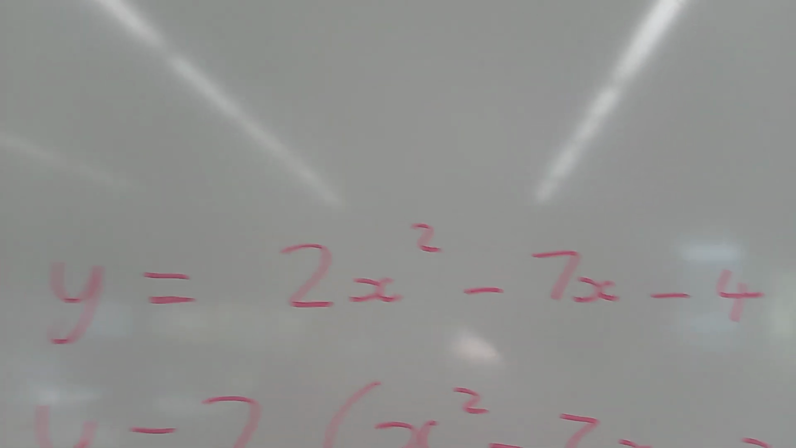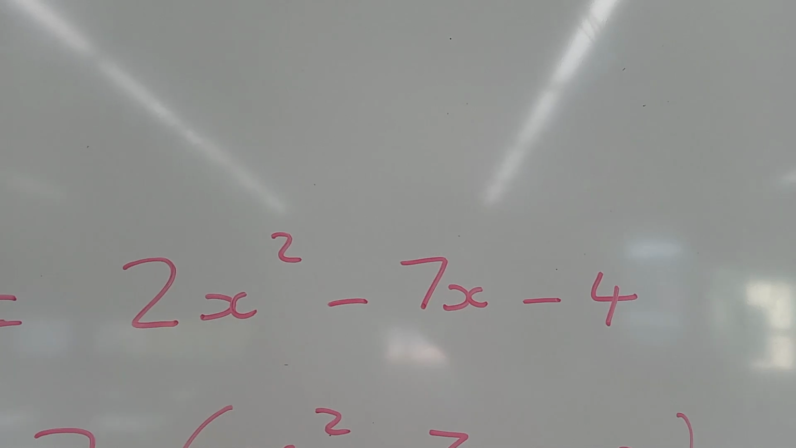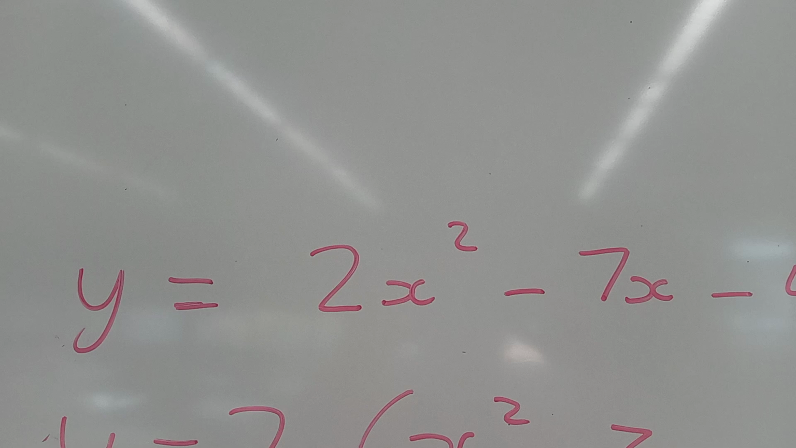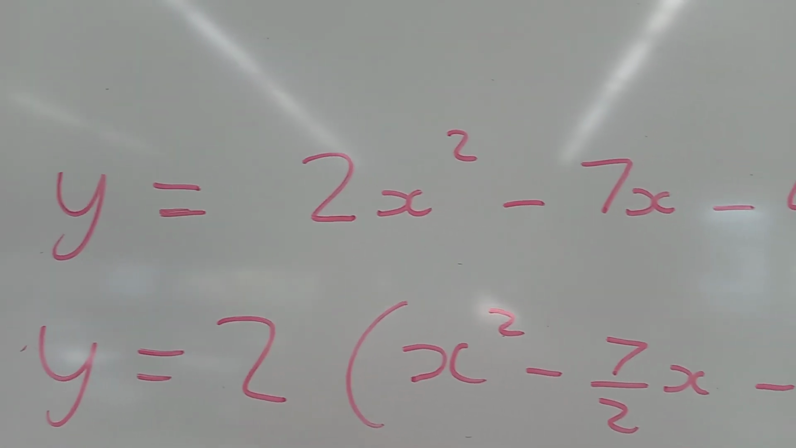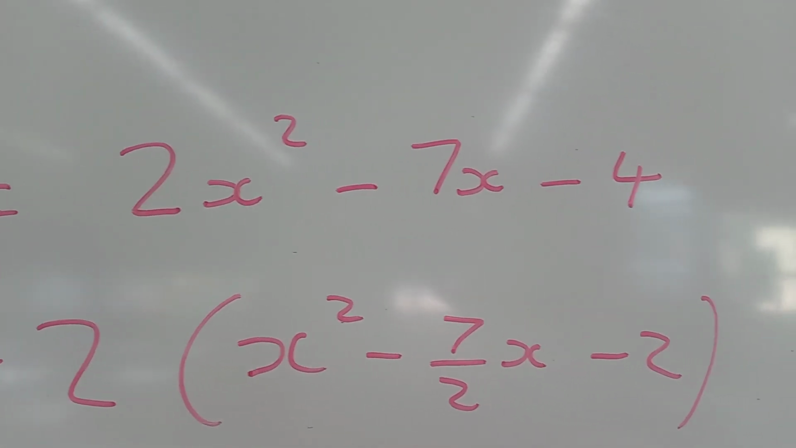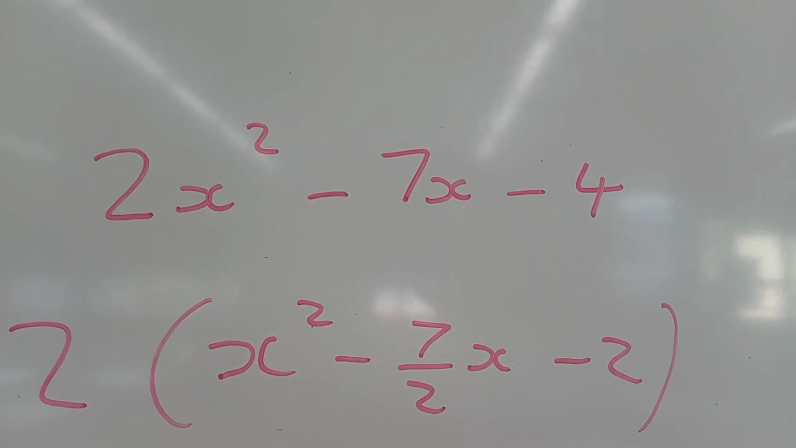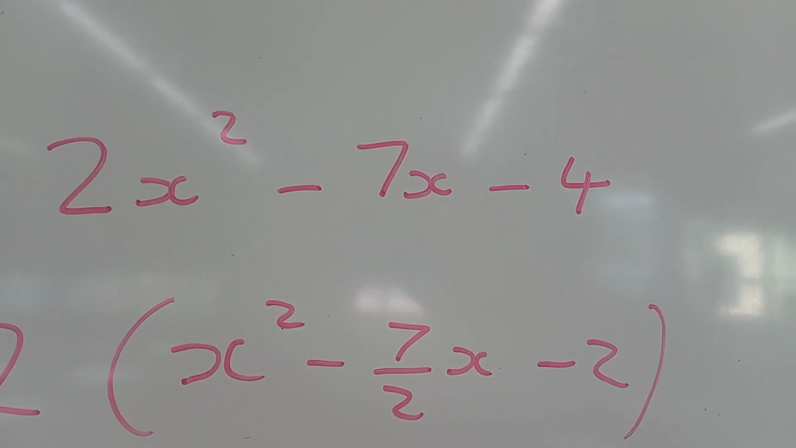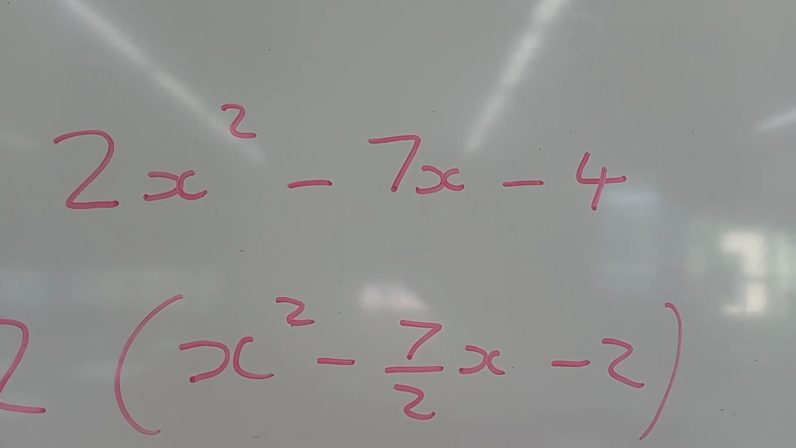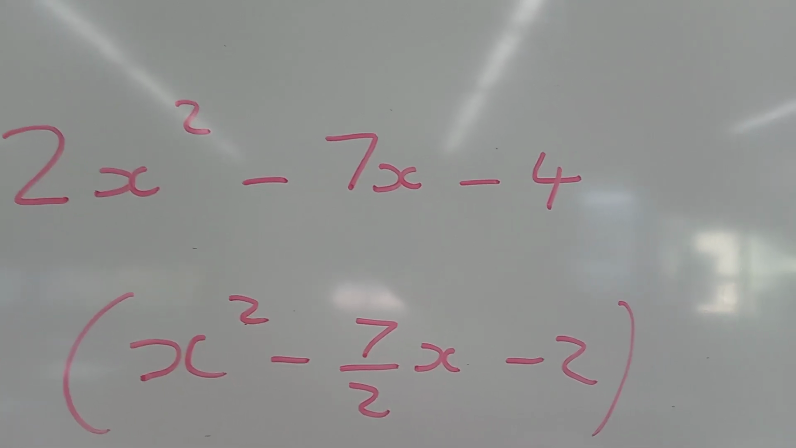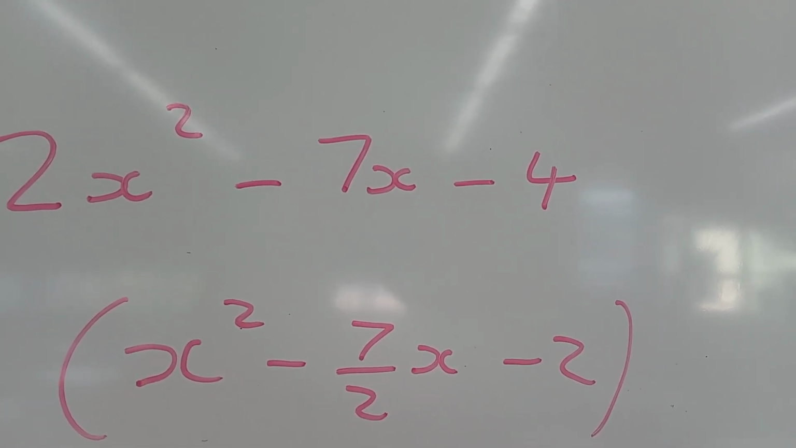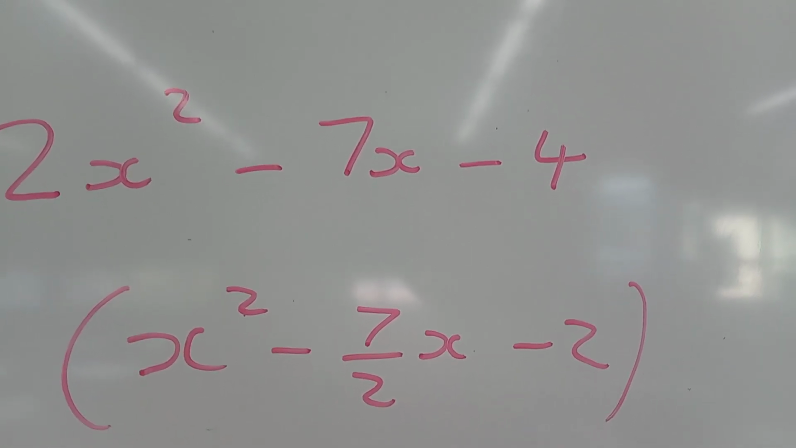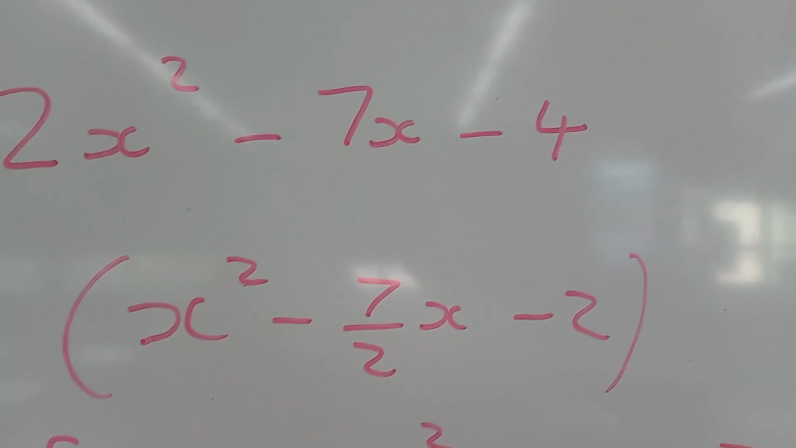Okay, so we're dealing with an equation here, y equals 2x squared minus 7x minus 4. So we want to complete the square for this one. So what I've done in the second line is I've pulled out the 2. So we have 2 at the front, and that means we have to divide everything in there by 2. So the 2x squared becomes x squared, minus 7x becomes minus 7 over 2 x, and minus 4 becomes minus 2. So now we need to complete the square of this expression.